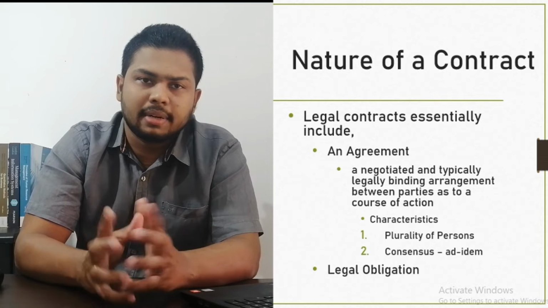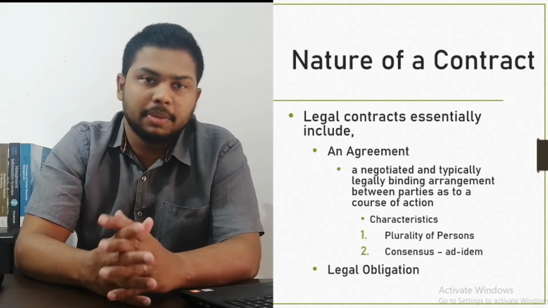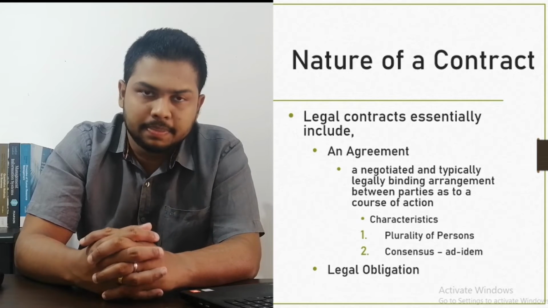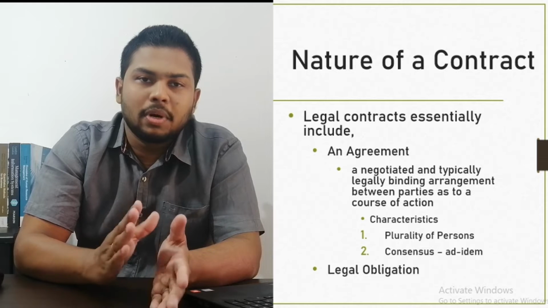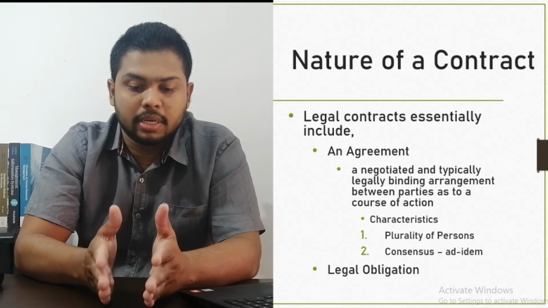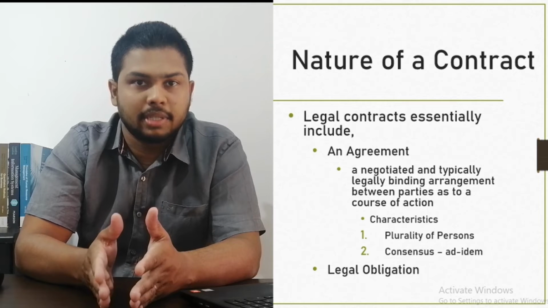Now, when it comes to contracts, or let's say the agreements between parties, there are two characteristics which we should consider. The first one is a plurality of persons. As an example, you cannot come into a contract with yourself.